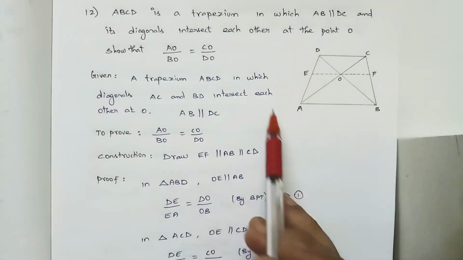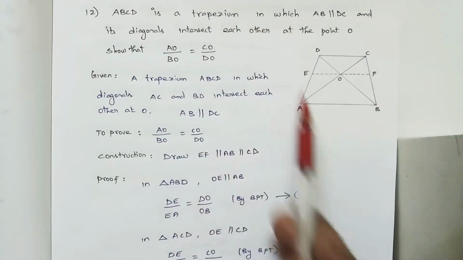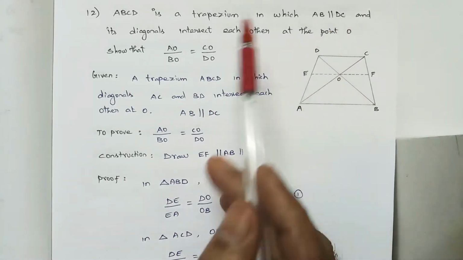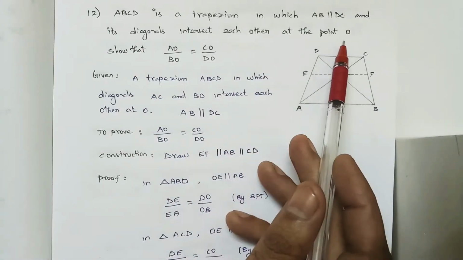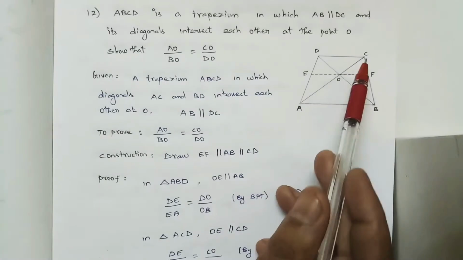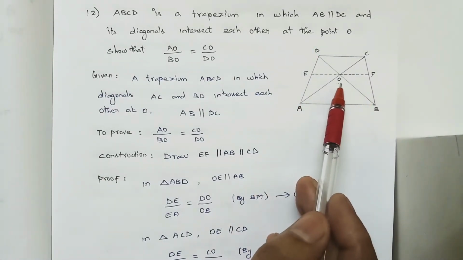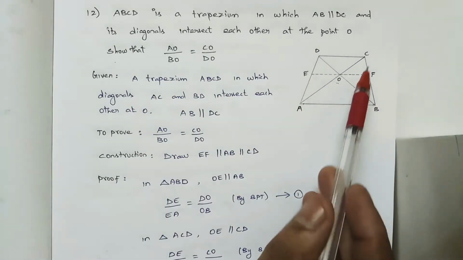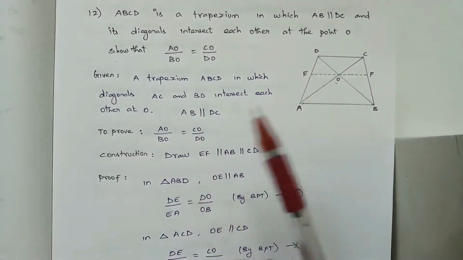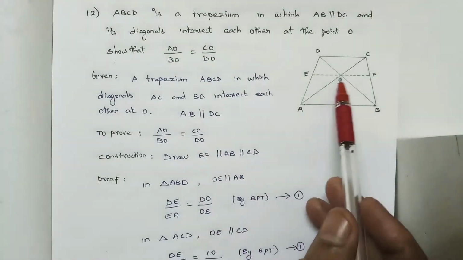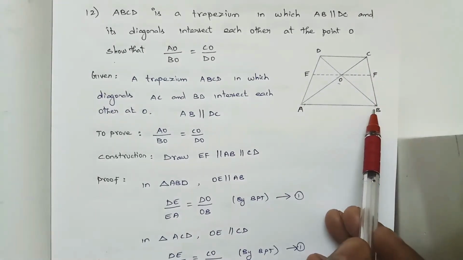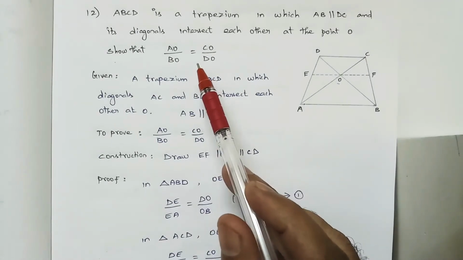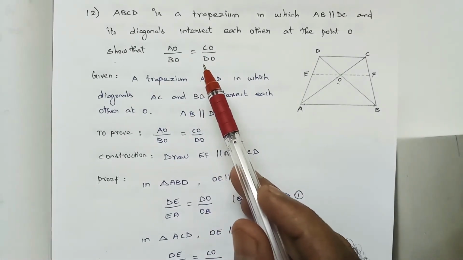ABCD is a trapezium in which AB is parallel to DC and its diagonals intersect each other at the point O. Show that AO by BO is equal to CO divided by DO, right? Usually we want to prove that AO by OC is equal to OB by OD alone, but see here the location alone is in a different place.